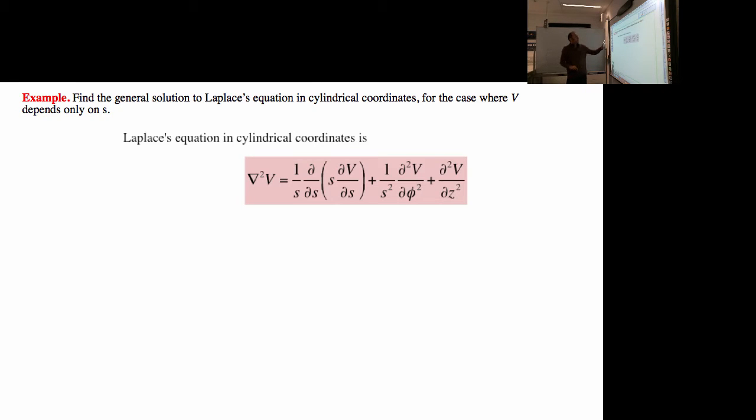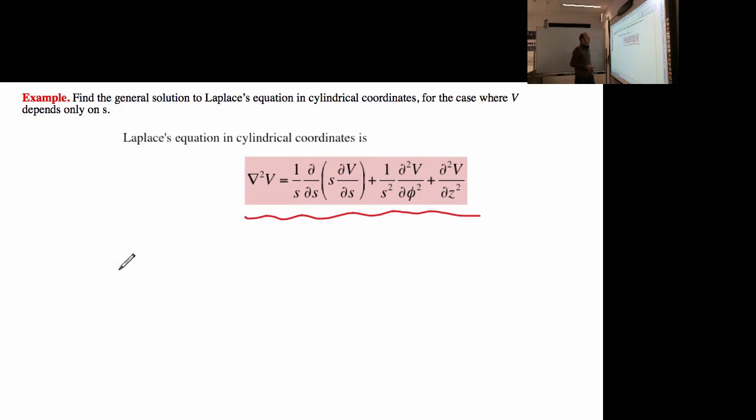Okay, so we previously looked at finding a general solution to Laplace's equation in spherical coordinates. Now we're going to do the same thing here except for cylindrical coordinates, and we're going to look at only the case where the potential depends on s. So Laplace's equation in cylindrical coordinates is given as above. That can be obtained in your Griffiths textbook or from other relevant sources.